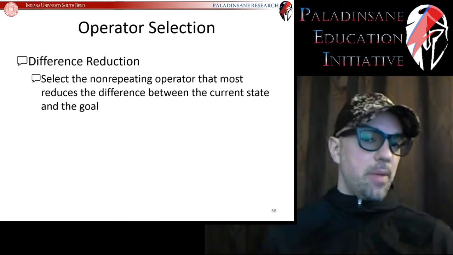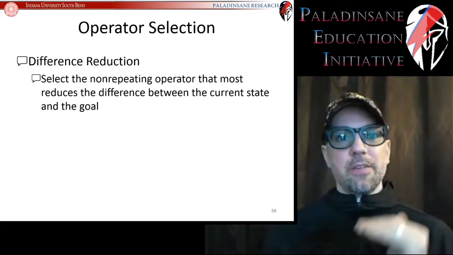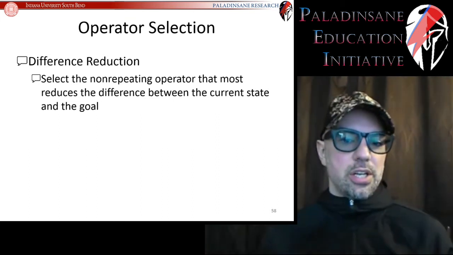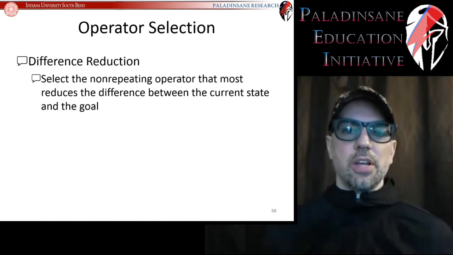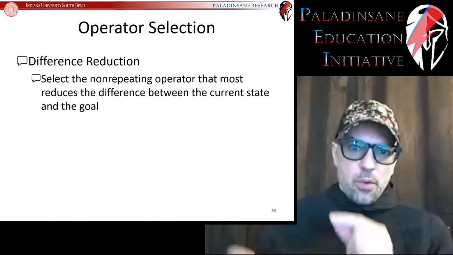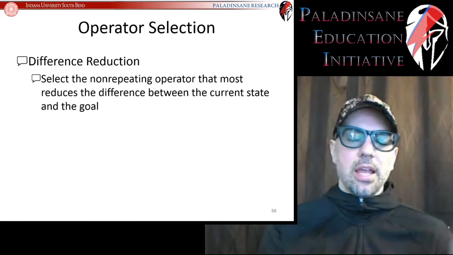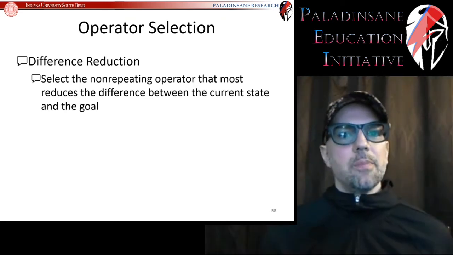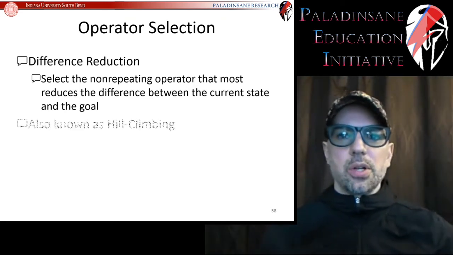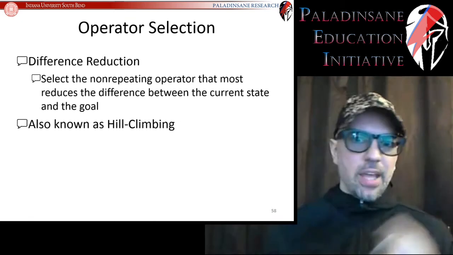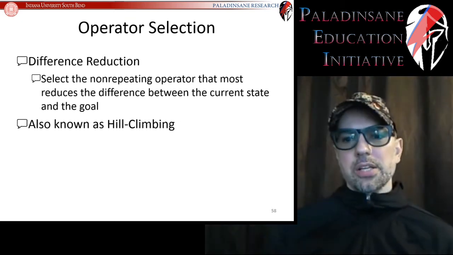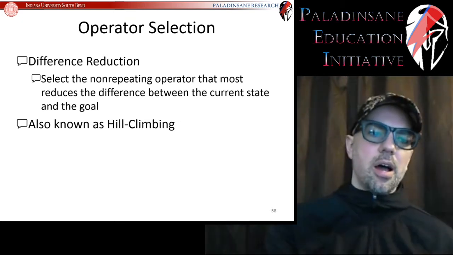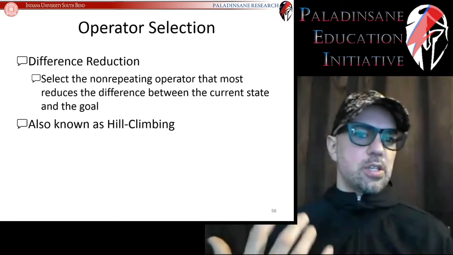And that's what might make a problem difficult: if it takes advantage of difference reduction, our natural tendency to do difference reduction, to lead us down the wrong path in our problem space. So this difference reduction is also known as hill climbing, and it's called hill climbing because of the metaphor of a person who is, so think of this situation.